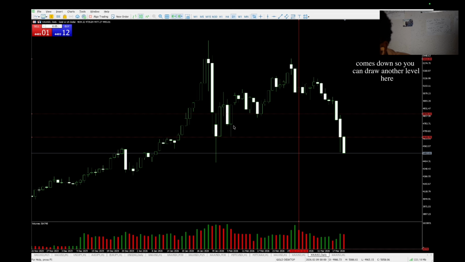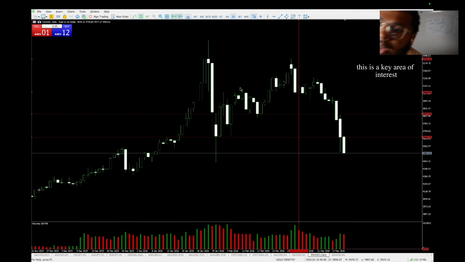So you can draw another level here. This is a top, this is another top. You understand? But I won't put that many lines just to not confuse you. So now we're looking at this level. This is a key area of interest. Price comes down, breaks through this level, right? Retest this level. Breaks through that high.